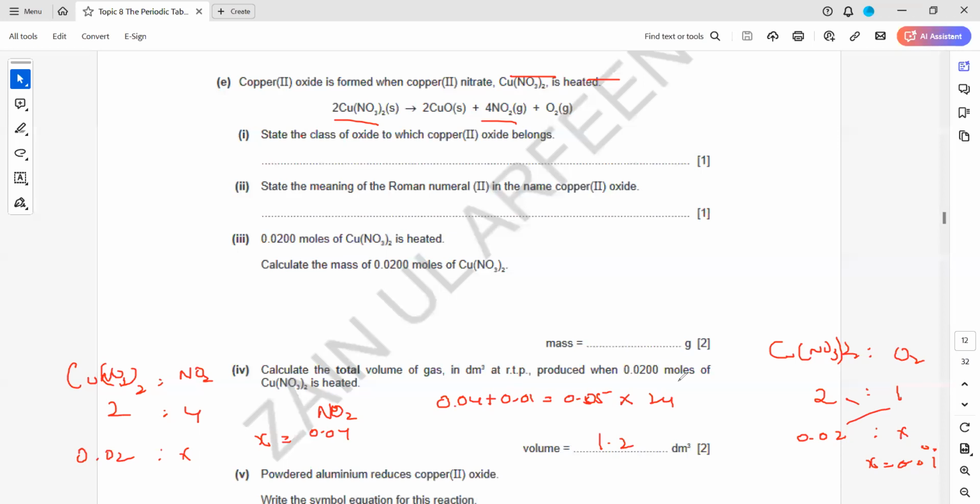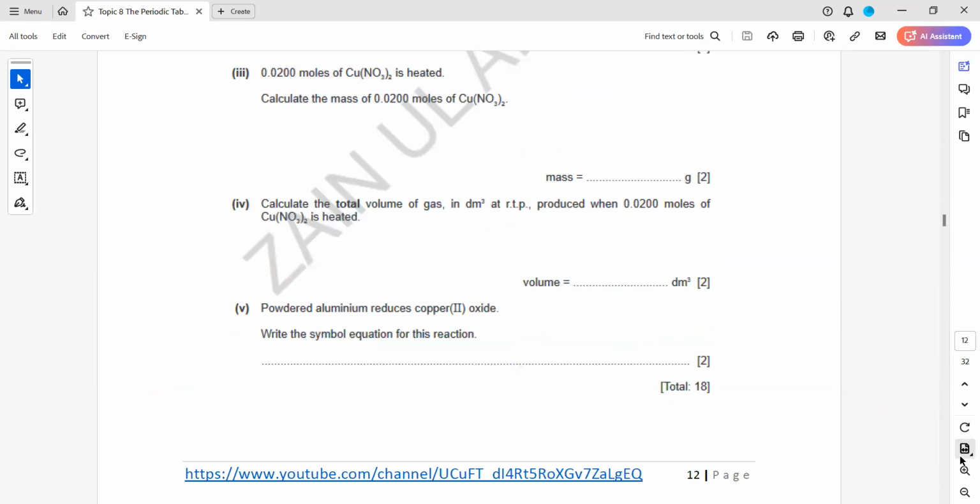Because the question was the total volume of gas, that's why we work out the moles of each gas and then add, because the type of gas does not affect its volume. The volume of a gas depends on its moles, not the type of gas. If we have equal moles of different gases at the same temperature and pressure, they will occupy the same volume.